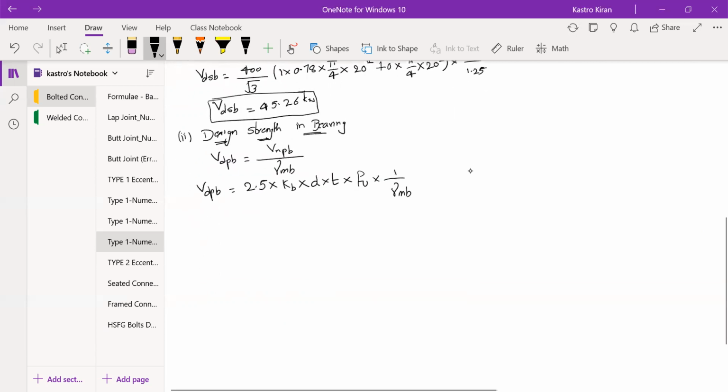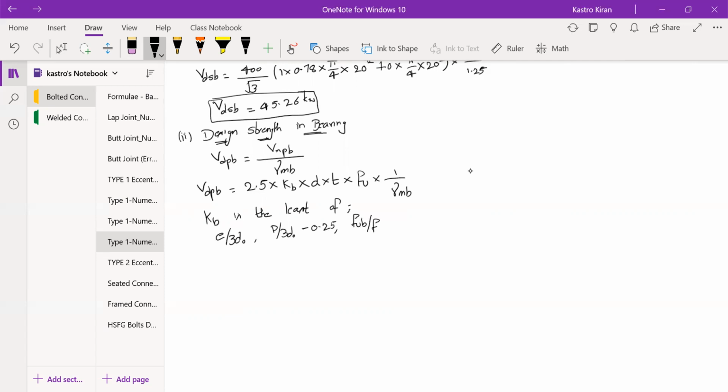Now here, in order to find out the value of KB, KB is the least of four values. One is e by 3d naught, second one is p by 3d naught minus 0.25, third value is fub by fu, and fourth value is 1. So among all these 4, whichever is the least value, that you are going to take as KB.